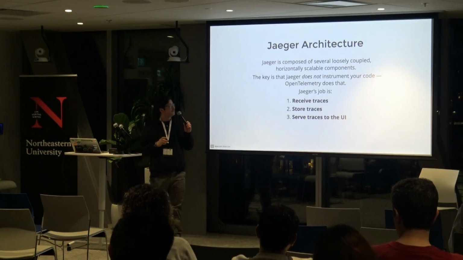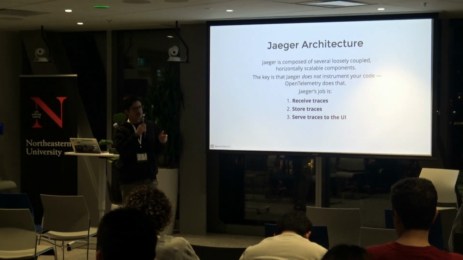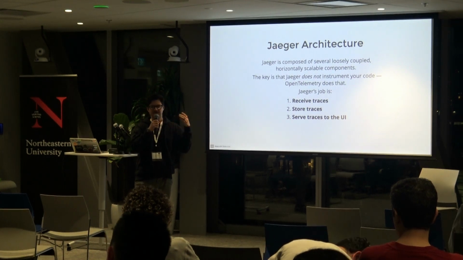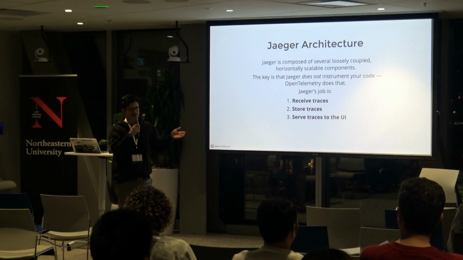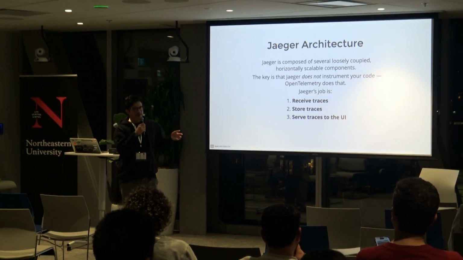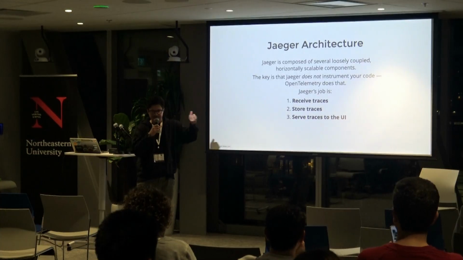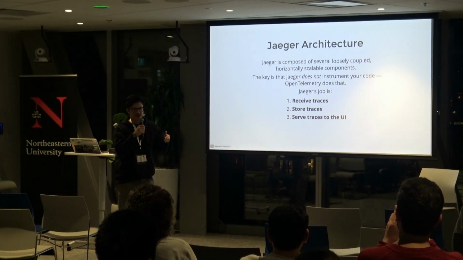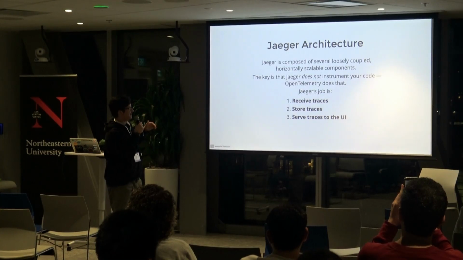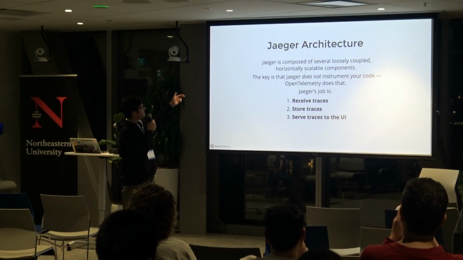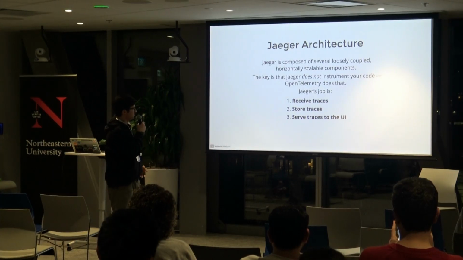So the architecture. In this demo, we're going to be using the unified architecture, so everything is contained in the same pod because I'm just running a kind cluster locally. But I think there's a microservice architecture for Jaeger where it splits the components and allows you to have multiple, like HA, right? So your platform doesn't just die. Essentially, Jaeger is composed of several loosely coupled, horizontally scalable components.